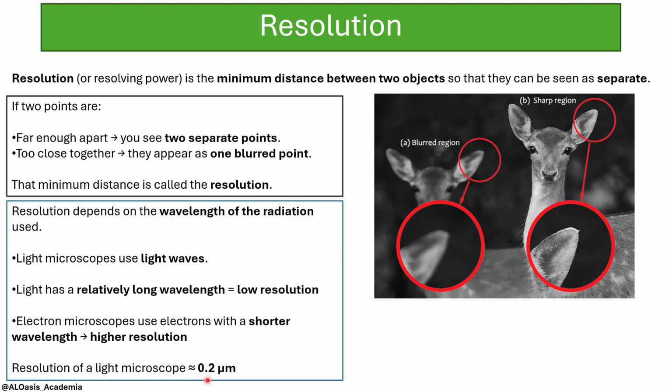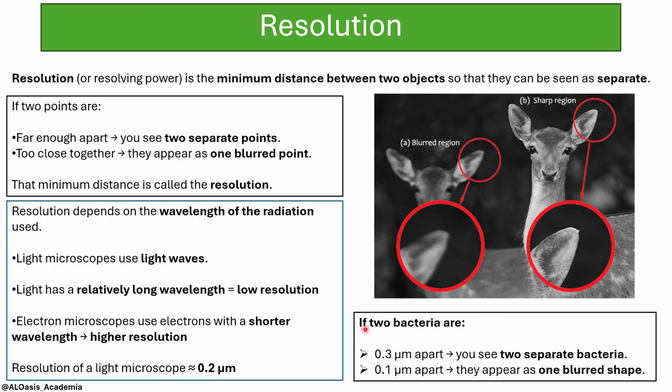Any two points that are far enough apart, at a distance of 0.2 micrometers, can be seen as two separate points. Otherwise, they will not. And here's an example. If two bacteria are, for example, 0.3 micrometers apart, you will see them as two separate bacteria. However, if they are too close to one another, at 0.1 micrometers, then under the light microscope, you will just see one blurred shape. You wouldn't be able to tell if they are two bacteria or just one bacteria. So this limit, 0.2 micrometers, is very important to remember.